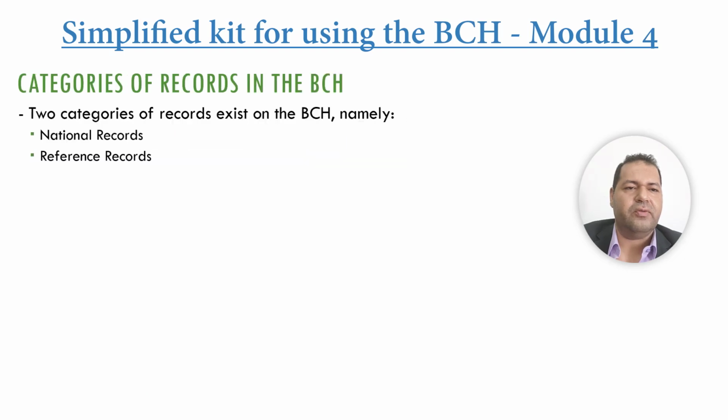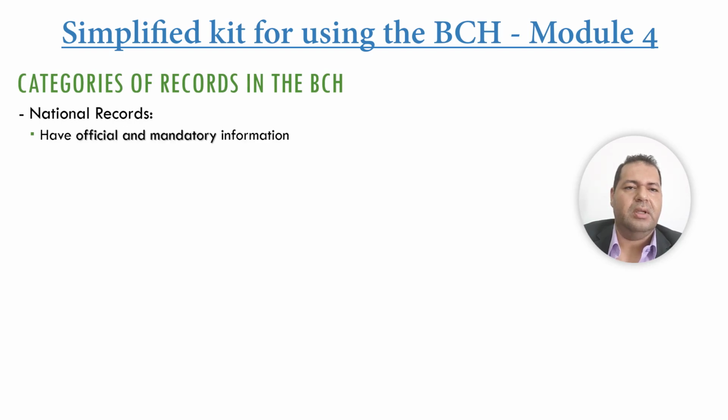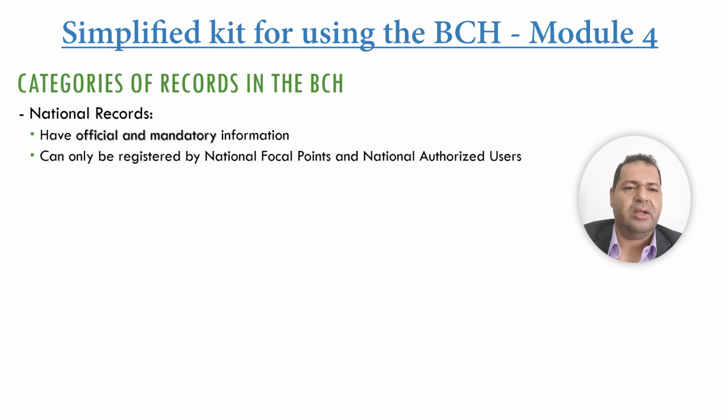Two categories of record exist on the Biosafety Clearinghouse, namely national records and reference records. National records have official and mandatory information. They can only be submitted by national focal points and national authorized users. They must be approved for publishing by the country's BCH National Focal Point.